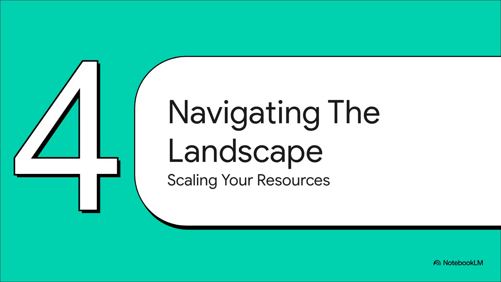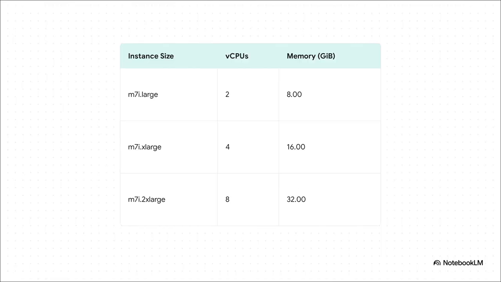Okay, we now have all the core concepts, the categories, the naming convention, and the performance models. So let's put it all together and see how you can navigate this landscape and scale your resources. This is where the system's logic is just beautiful. Look at how scaling works within the M7i family.